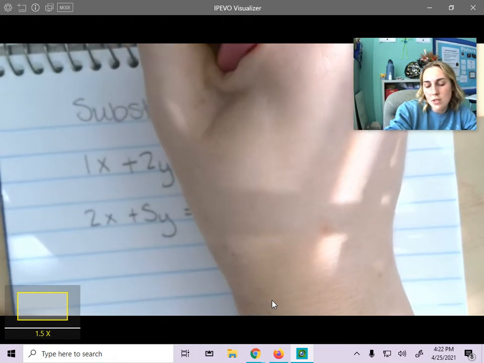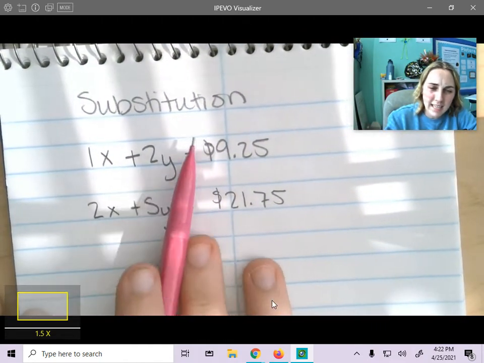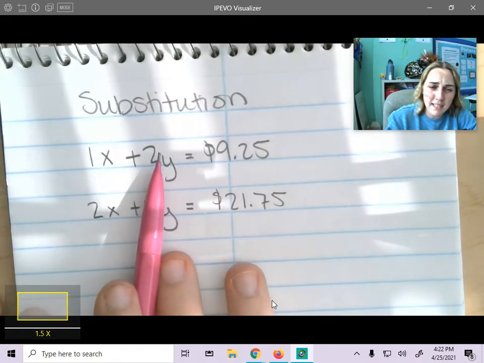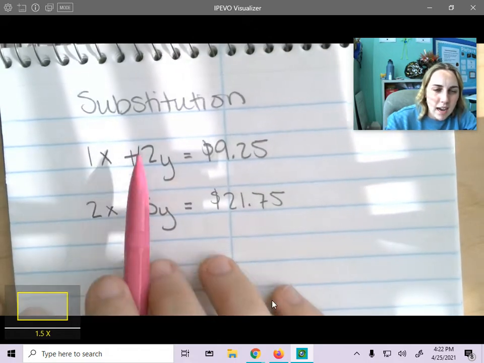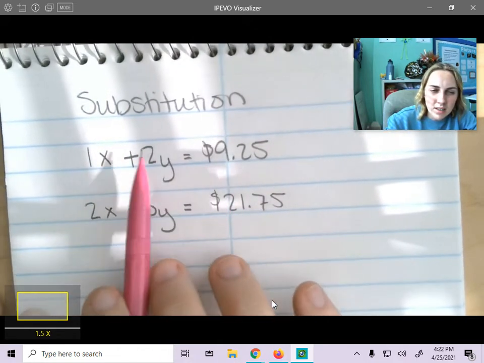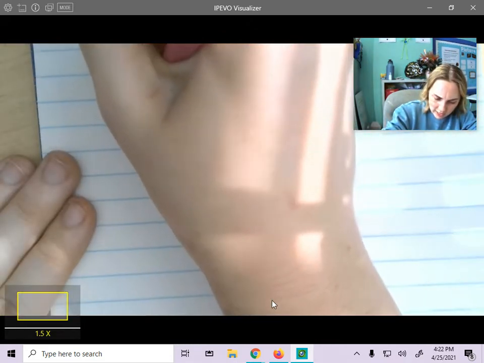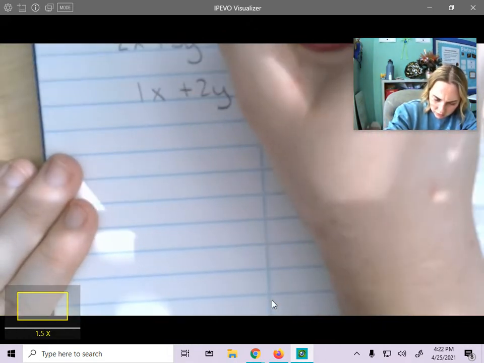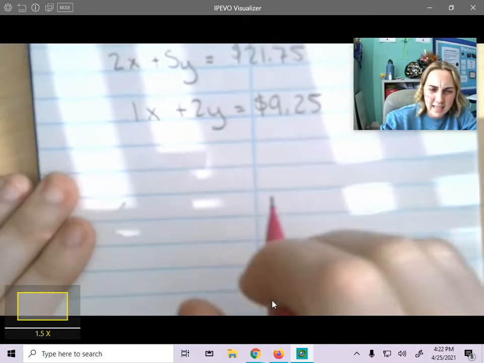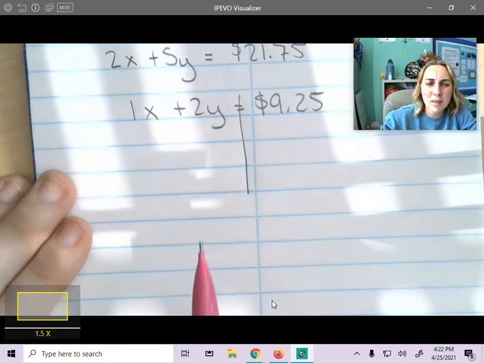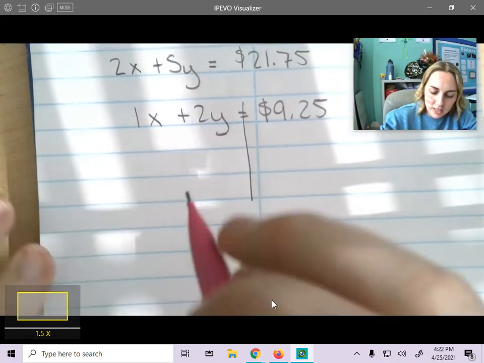So according to my substitution, my first step is I need to get either x by itself or y by itself. So what I'm going to do here is, since x already has 1 in front of it, I'm going to move this over here to get x by itself, all right? So let me bring that down real quick. We have 1x plus 2y is equal to 9.25, all right? So I want to move this over here to get x by itself. So I'm going to put the balance beam, and I'm going to say the opposite of plus 2y, the opposite of addition, is subtraction.